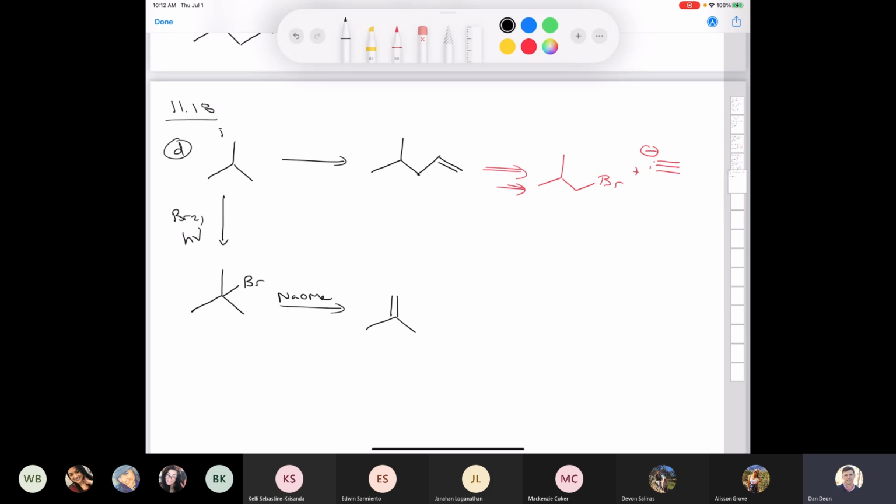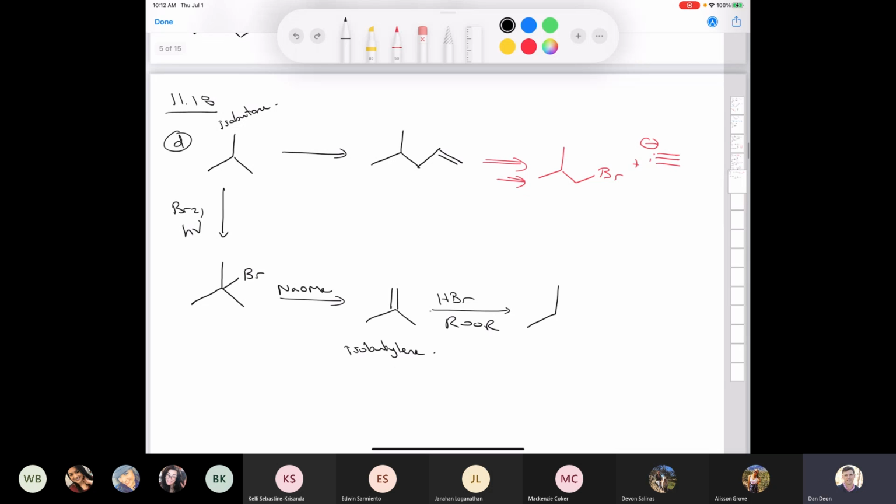So this is isobutane, and this is isobutylene. Those are just the common names that we use for these. And then we can do an anti-Markovnikov addition to get to this primary alkyl bromide, can't we? We would treat that with HBr and peroxides, and that would give us this compound. Oops, I added a carbon there, didn't I? There we go.